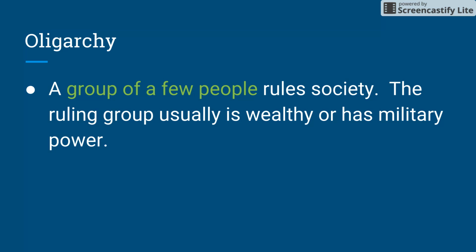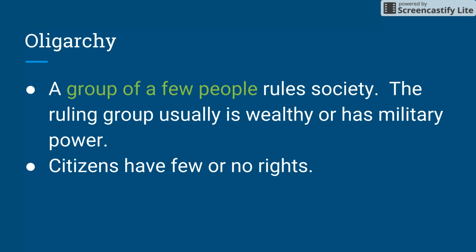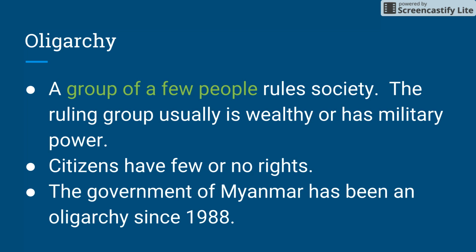Next, we will look at oligarchy. In an oligarchy, a group of a few people rules society. The ruling group usually is wealthy or has military power. In an oligarchy, citizens have few or no rights. The government of Myanmar has been an oligarchy since 1988.